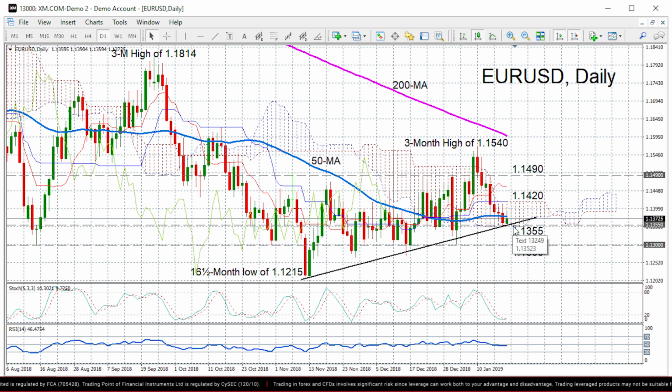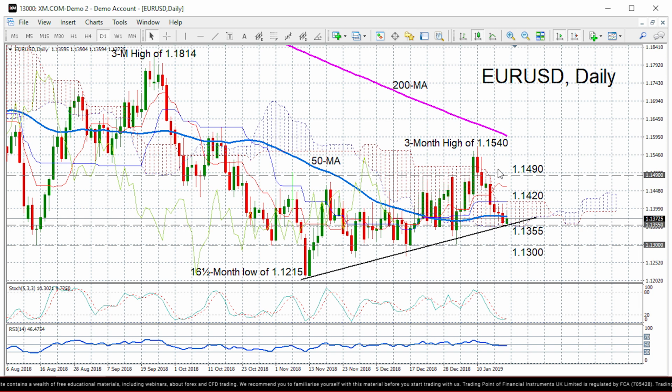At the moment, though, prices are being supported at the bottom of the Ichimoku cloud at around 1.1355, and that's also where the ascending trend line currently passes below the price action. If we were to see a rebound, resistance would likely come at 1.1420, that's the top of the cloud, as well as where the Kijun Sen line has a flat line.